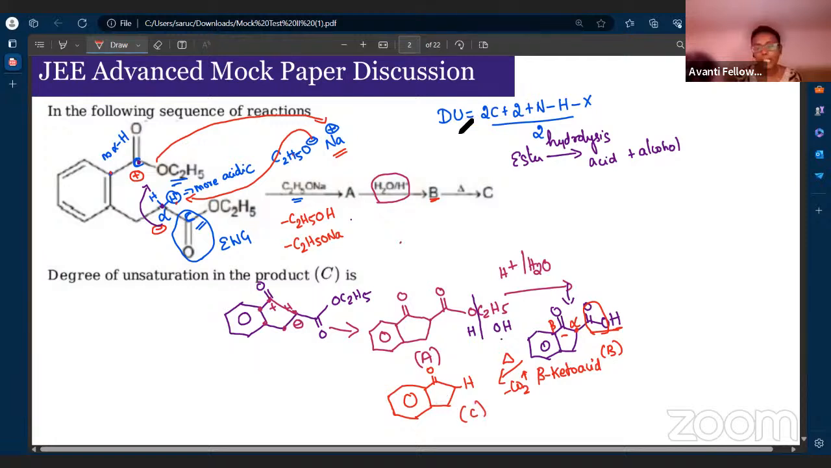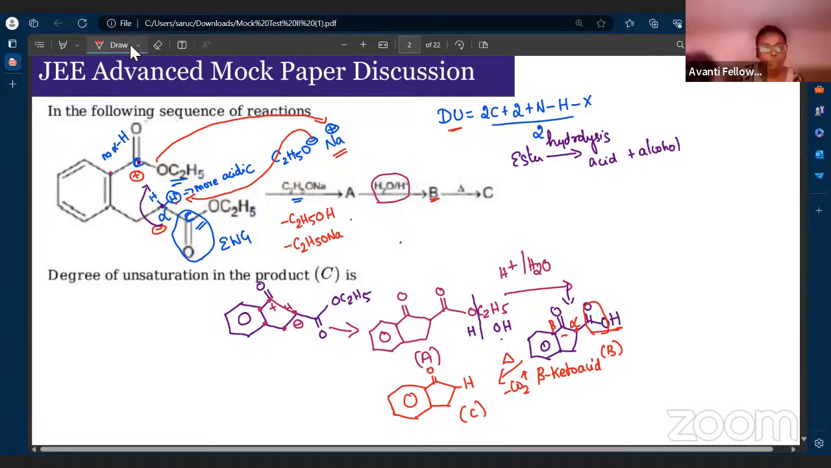Okay, now can you calculate the double bond equivalence? Double bond equivalence is 2 times carbon plus 2 plus nitrogen minus H minus X, divided by 2. You can use this formula or, using the compound itself, you can tell. It will give you the degree of unsaturation. So I'll make a bond over here.